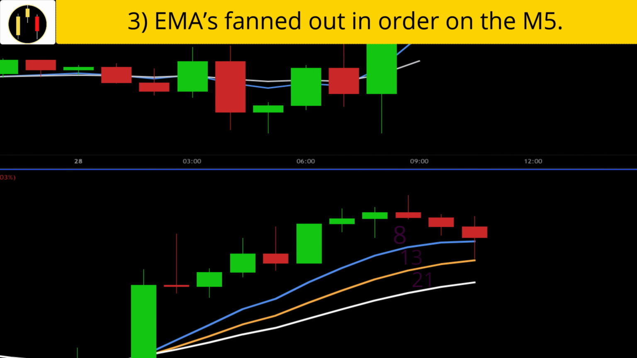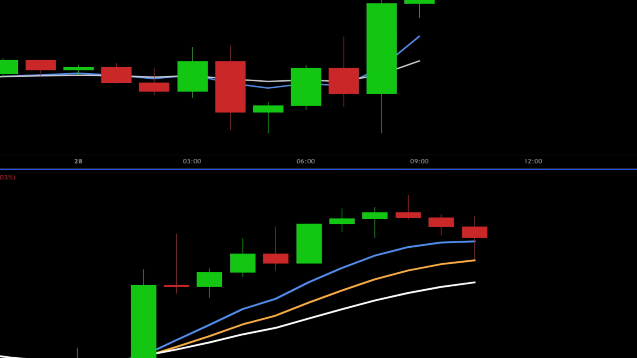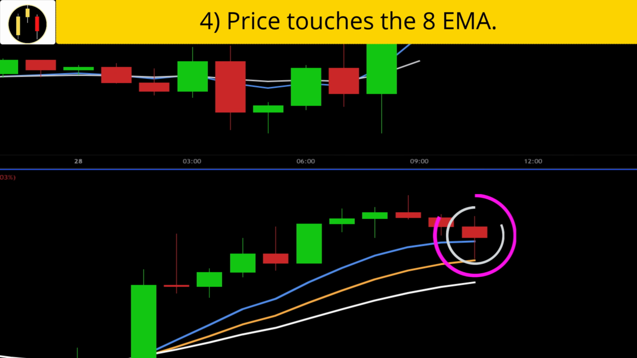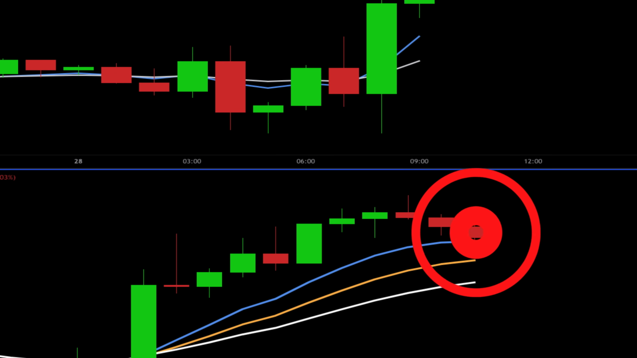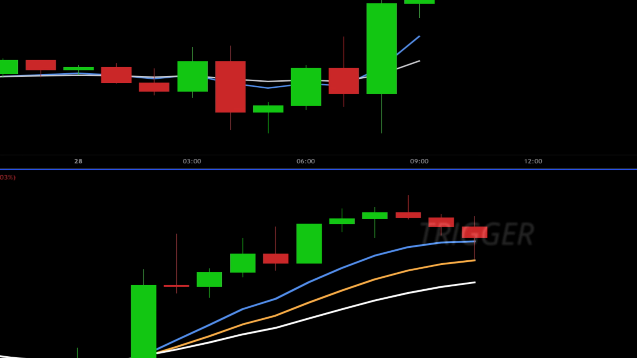Then we move to the 5-minute chart, where the 8 EMA is over the 13 EMA, and the 13 is over the 21 EMA, all fanned out with space between them. Price touches the 8 EMA in blue. Our rules are met when this candle closes. That is our trigger candle.